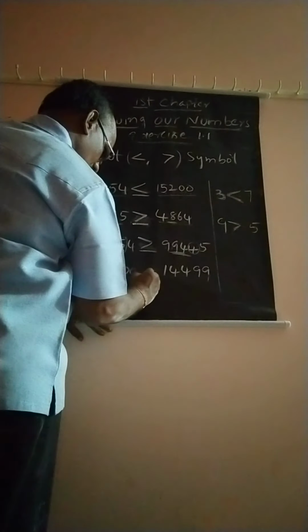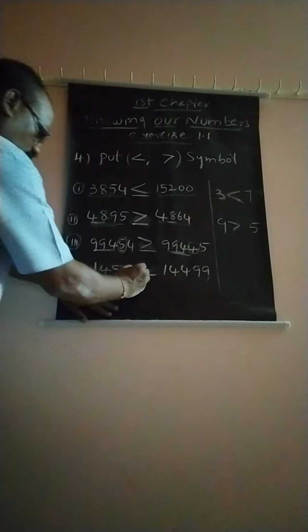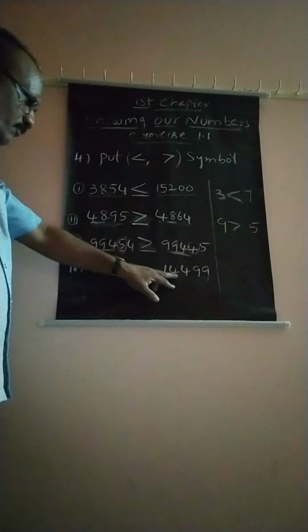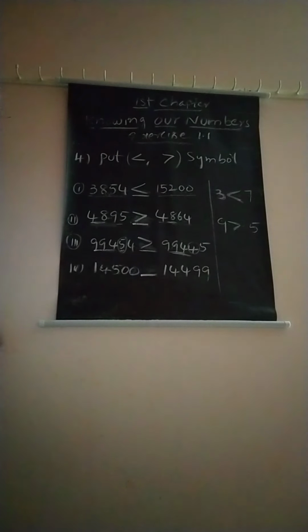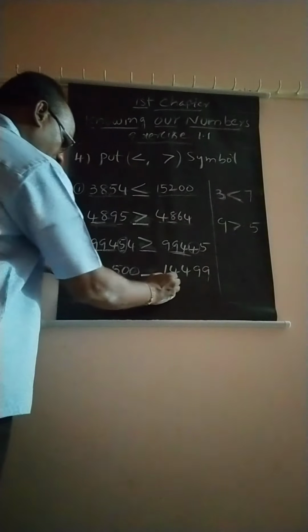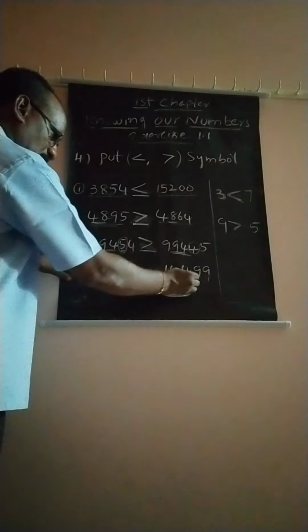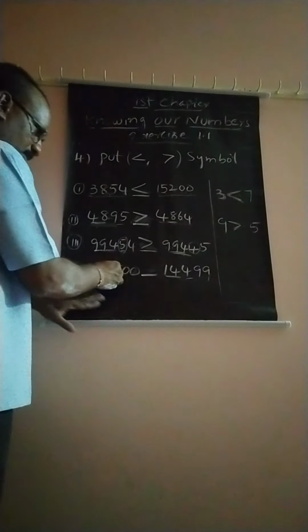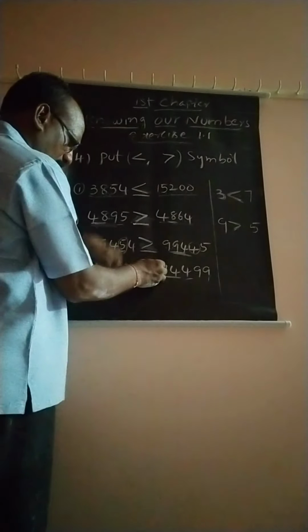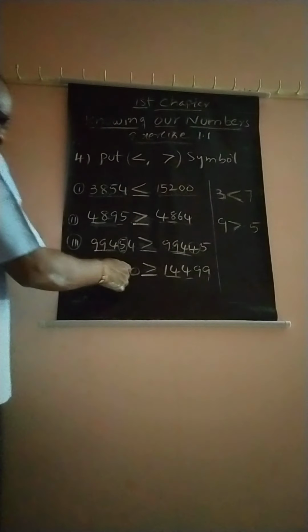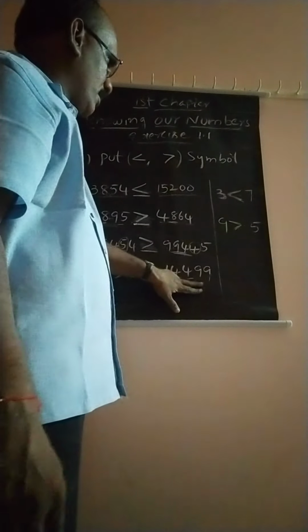Next, the last one. 14500 and 14499. Which is the bigger one? See there, 14 is common. In the third place 5 is there, here 4 is there. This is the bigger one, so we keep the greater than symbol. 14500 is bigger than 14499.